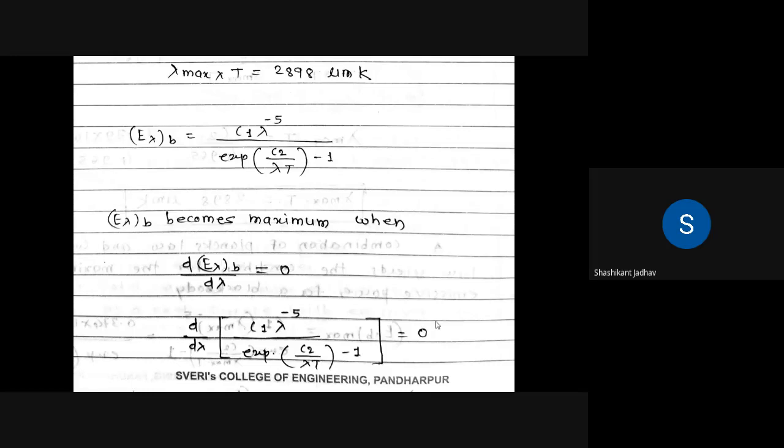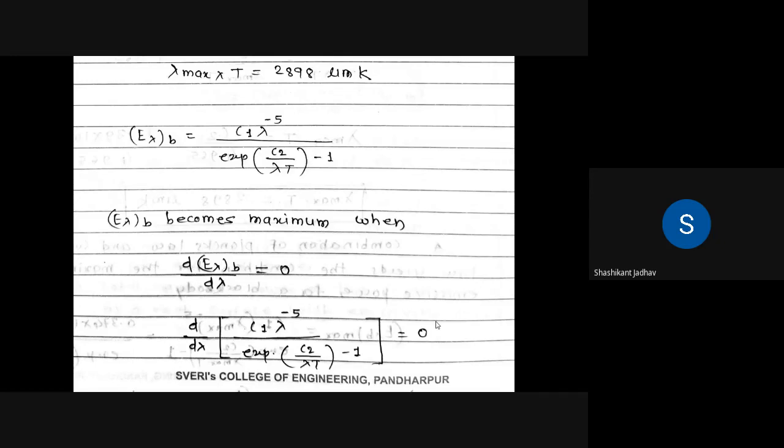ओके, किंवा आपण डेरिव्हेटिव्ह घेणार आहे. सो टेक द डेरिव्हेटिव्ह ऑफ दॅट ई लॅम्बडा बी. ई लॅम्बडा बी मॅक्झिमम कधी असणार आहे तर त्यावेळेला त्याचं डेरिव्हेटिव्ह आपण 0 कन्सिडर करतोय म्हणजे आपण त्या पूर्ण टर्मचं डेरिव्हेटिव्ह घेणार आहे. सो डेरिव्हेटिव्ह ऑफ ई लॅम्बडा बी विथ रिस्पेक्ट टू लॅम्बडा इज इक्वल टू 0. सो हॅव टू टेक द डेरिव्हेटिव्ह ऑफ दॅट होल टर्म विथ रिस्पेक्ट टू लॅम्बडा. So d upon d lambda of that term, that is C1 into lambda raised to -5 divided by exponential of C2 divided by lambda into T, -1 is equal to 0.